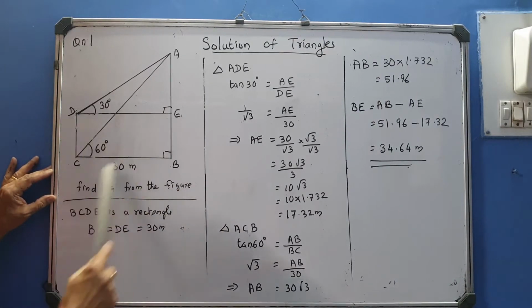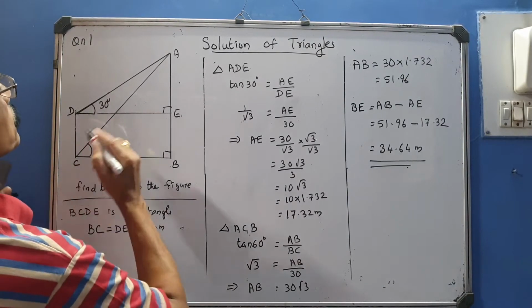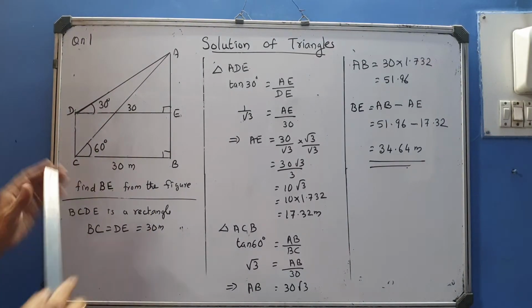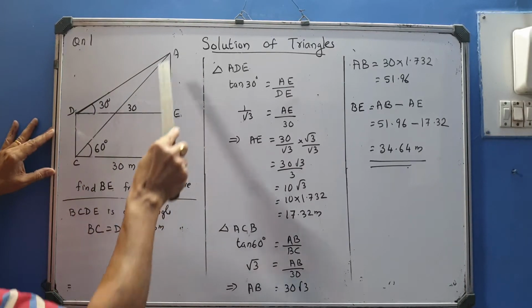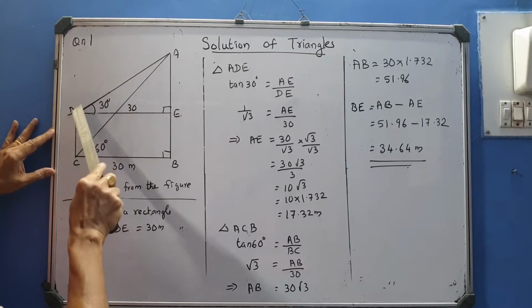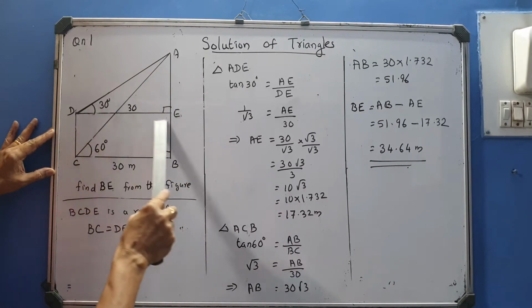Okay, this is a rectangle. BCDE is a rectangle. So if this is 30, this will be 30, because opposite sides of a rectangle are equal. Now, take this triangle ADE, then triangle ACB. We can't take the triangle ACD because that's not a right-angled triangle. So let's take first triangle ADE.